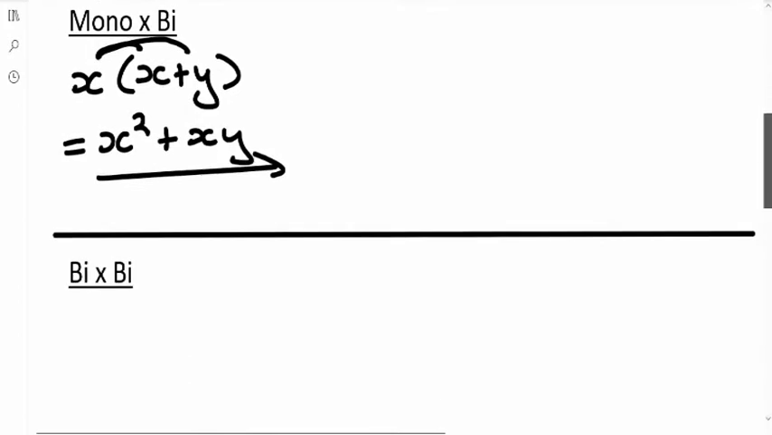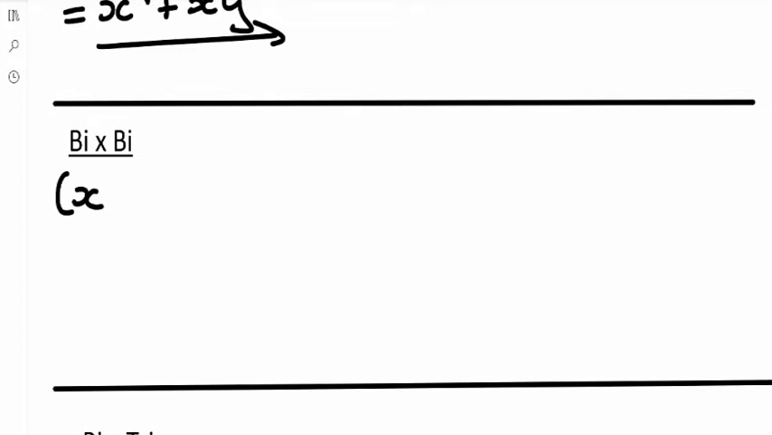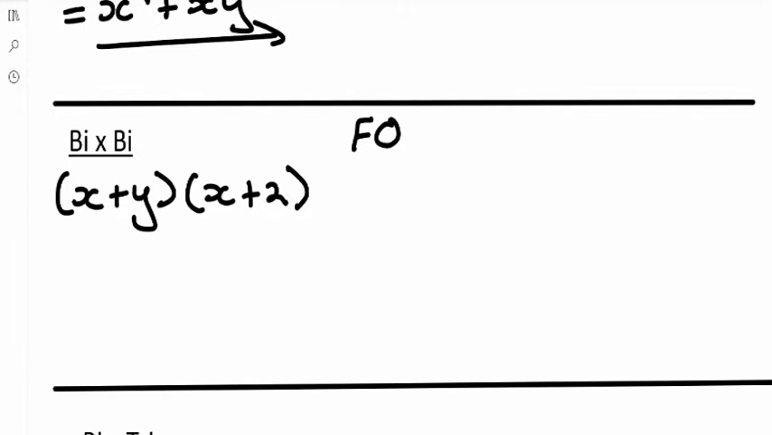If we move on to a binomial multiplied by another binomial, we would employ the method known as FOIL. I'm sure you guys have seen that before. FOIL is F-O-I-L. And FOIL simply stands for first, outer, inner, and last.